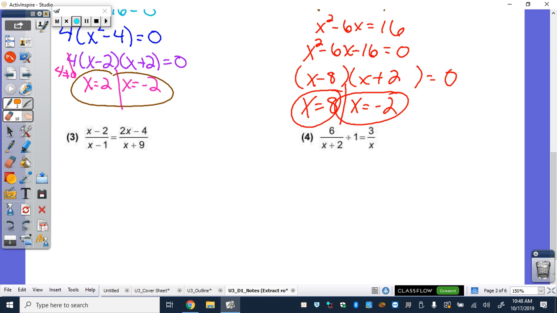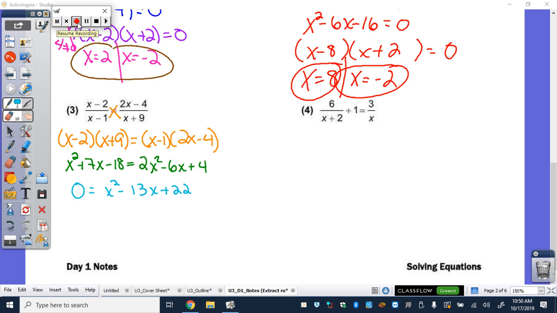All right, third one there. What do we want to do first? Cross multiply. We would do the x minus 2 times the x plus 9. And it will equal x minus 1 times the 2x minus 4. So go ahead, multiply those out. And then get everything onto one side so you can factor. So after you distribute everything out, get everything on one side, you should have the trinomial x squared minus 13x plus 22 that you're trying to factor.